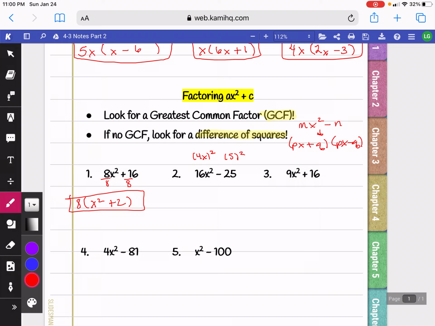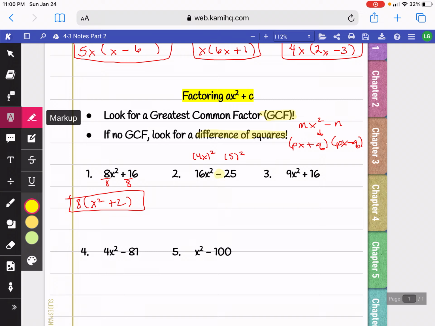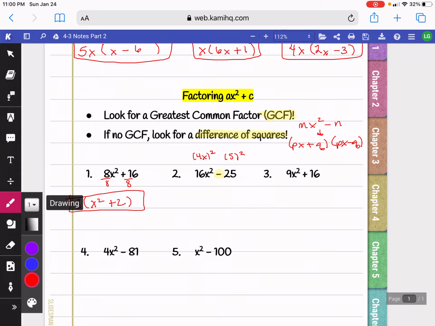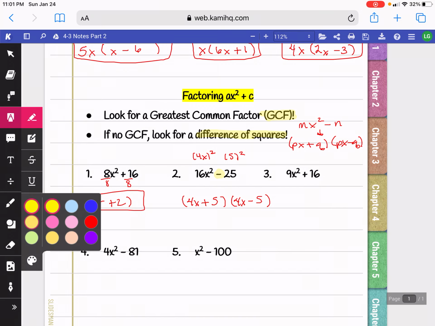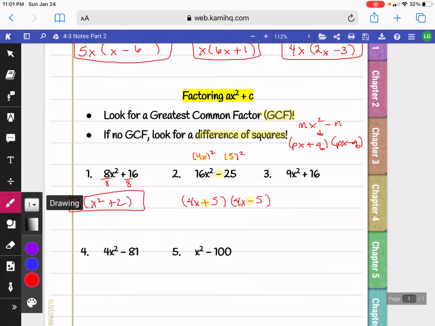When that happens, and there's a minus sign in between, this is called a difference of squares. And you can actually write those as two factors, but one of them is going to have a plus and the other a minus. So the first one would be 4x plus 5. My second would be 4x minus 5. So we're using the same terms, it's just we're putting one with a plus and one with a minus.